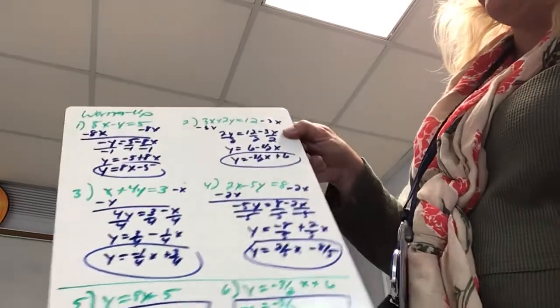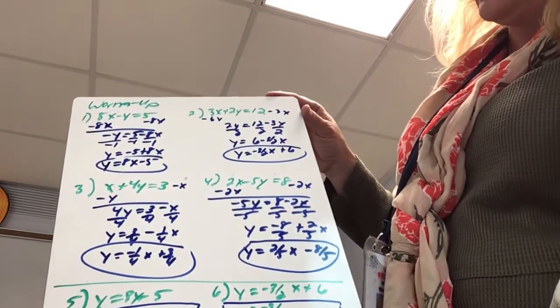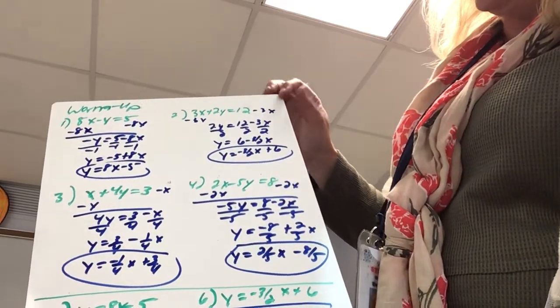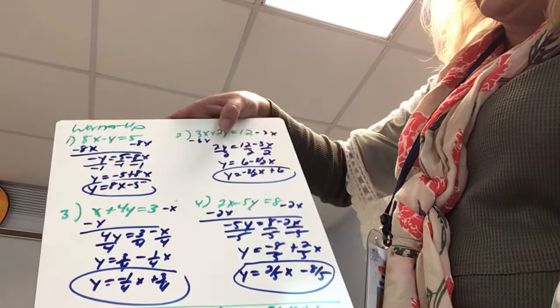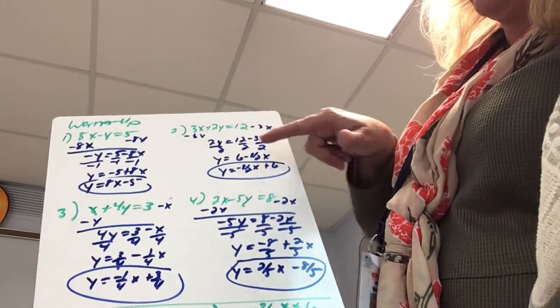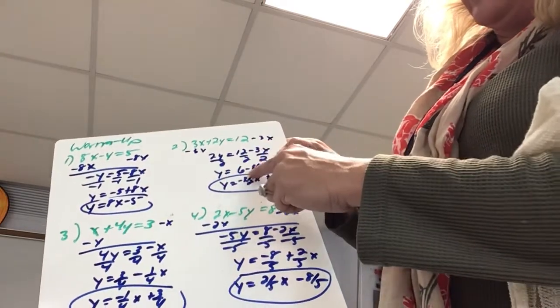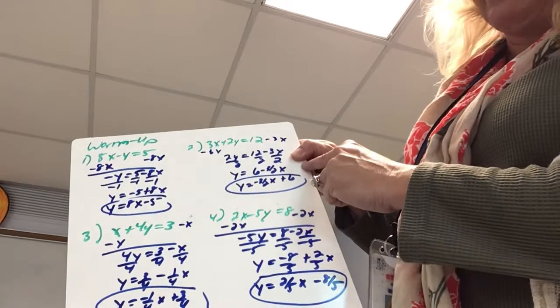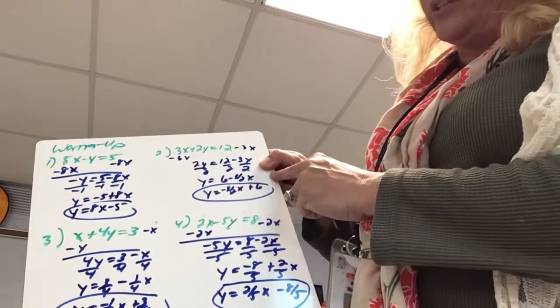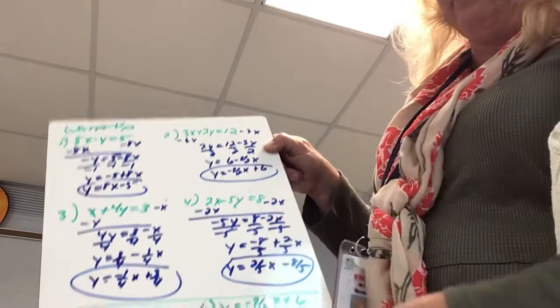Okay, number 2. First thing I have to do is subtract 3x. All right, so I have 2 minus 3x. Now, y is not by itself. I have to divide by 2. What I do to one term, I do to all terms. So I'm dividing all terms by 2. So I end up with y equals 6 minus 3 halves x. That's not wrong, but that's not slope-intercept form. It should be y equals negative 3 halves x plus 6.